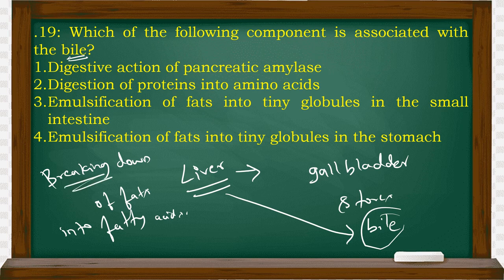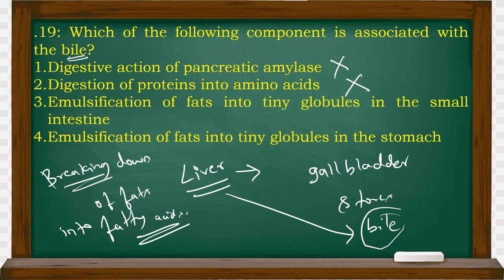So now looking into the options, option number 1 says digestive action of the pancreatic amylase. So this is not the correct answer. Option number 2, digestion of proteins into amino acids. As we just saw the function, it helps in the process of fats, not the proteins. So the protein breakdown doesn't happen just because of the bile juice.